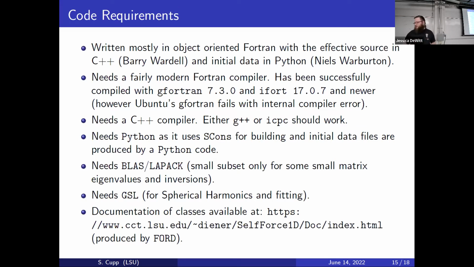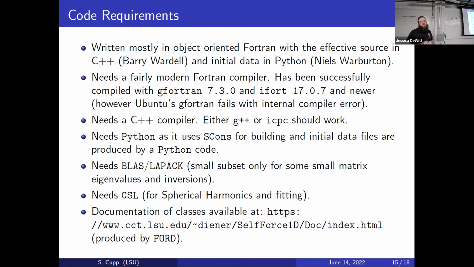So the code requirements. It's written mostly in object-oriented Fortran. The effective source code, which is provided by Barry Wardell, is in C++, and the initial data is in Python, and that's Niels Warburton. For the gravitational effective source, I believe Barry and Niels both work on that. The initial data that we've been using for the gravitational case is from Seth Hopper, but none of that's in right now. So the only thing available right now is this effective source and initial data.